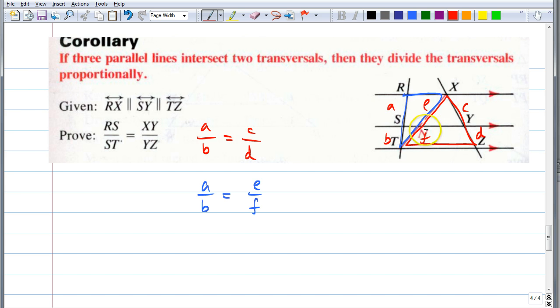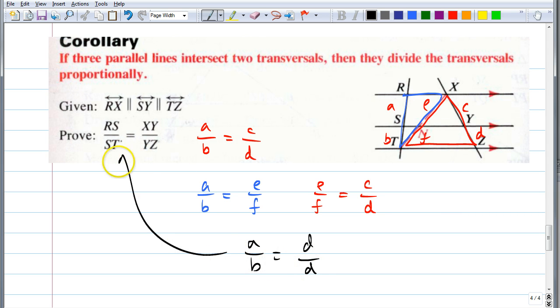Let's look at the red triangle. You know that SY is parallel to TZ, isn't that right? So what can you tell me about E over F? Using the triangle proportionality theorem, it equals C over D. And look, can we use transitive? So what's the end result? A over B is equal to C over D. And isn't that what we wanted to prove at the end? Does that make sense? Do you see how we're using transitive and using the theorem twice? Any question?